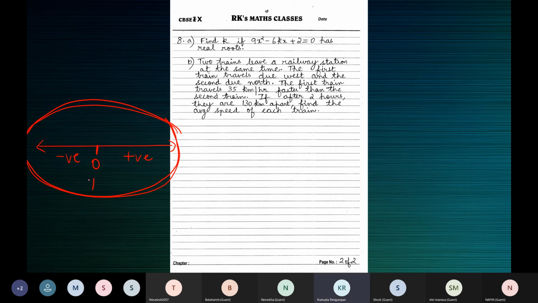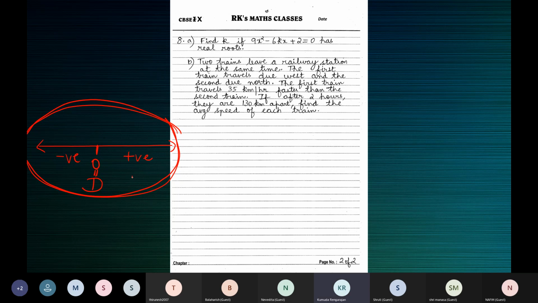So the value of D can be equal to 0. When the value of D is equal to 0, that means the given quadratic equation has equal roots. Equal roots meaning real roots, real equal roots. See, if roots exist, that means they are real roots. When we say that the quadratic equation has equal roots, it means the roots are real. That's why they are equal. Real equal roots.